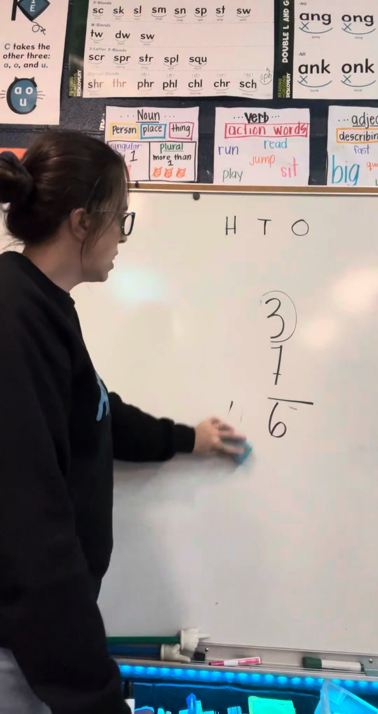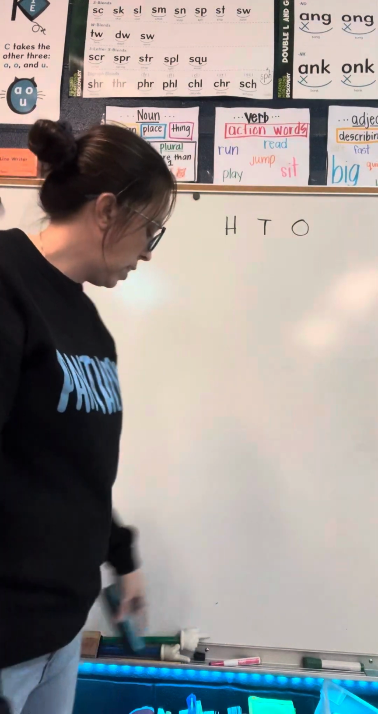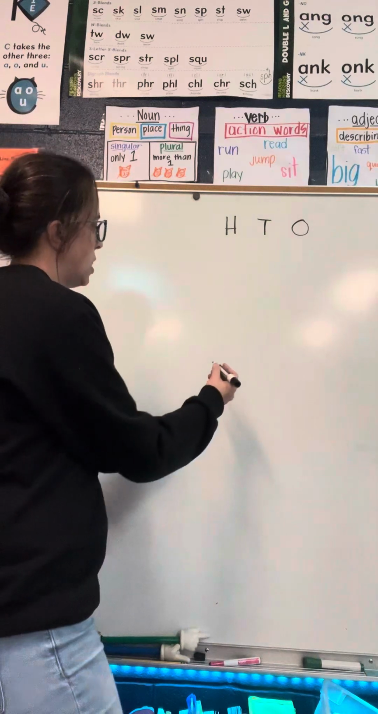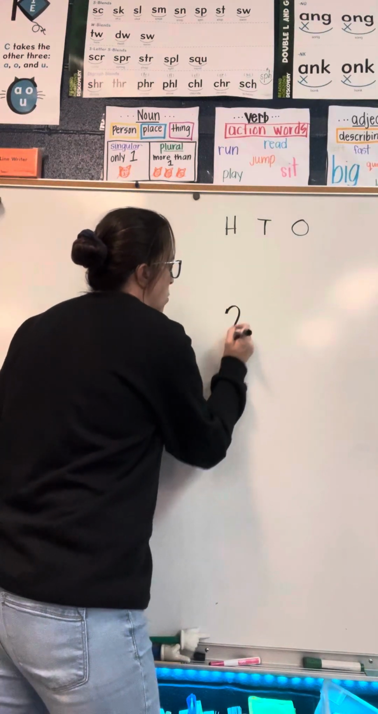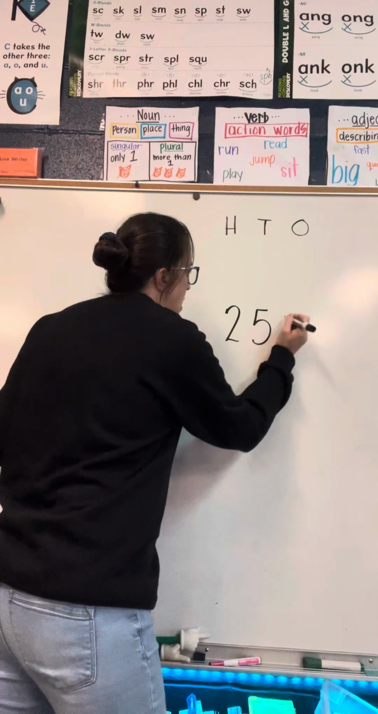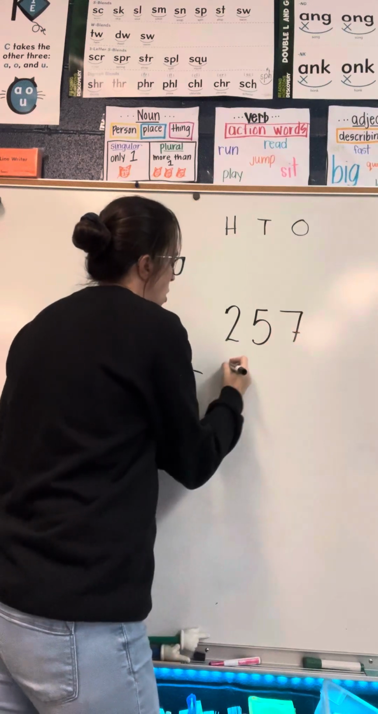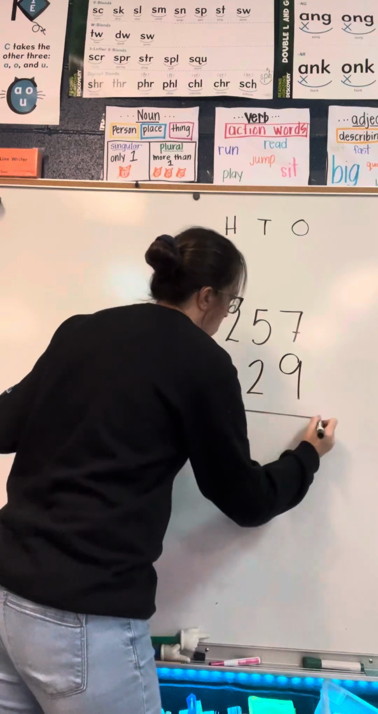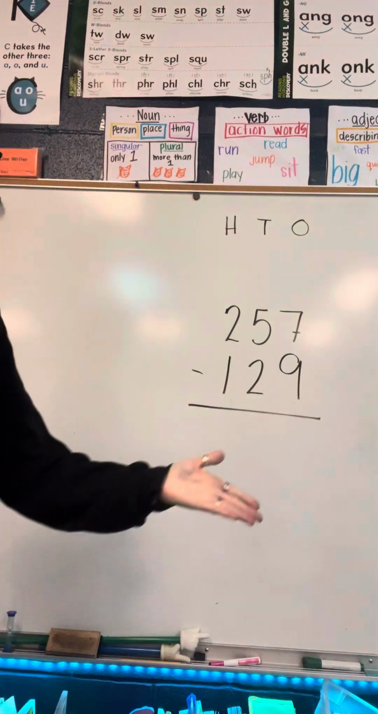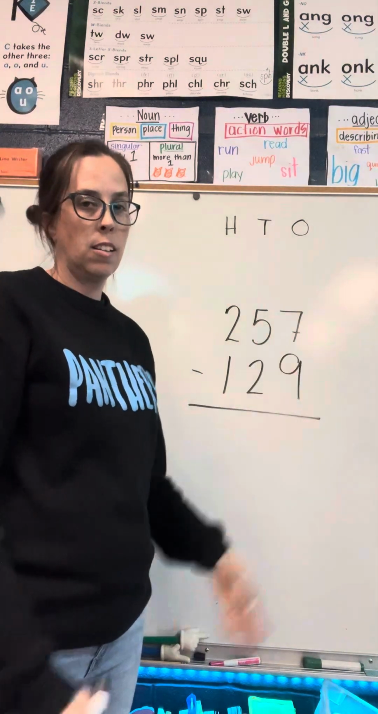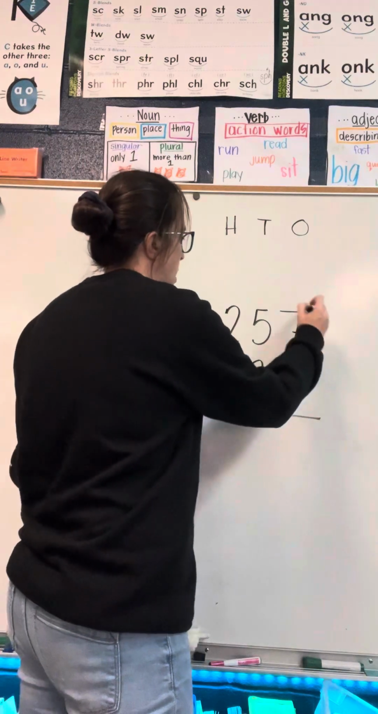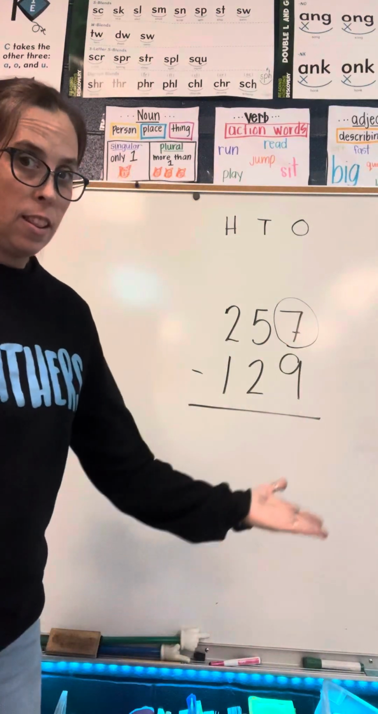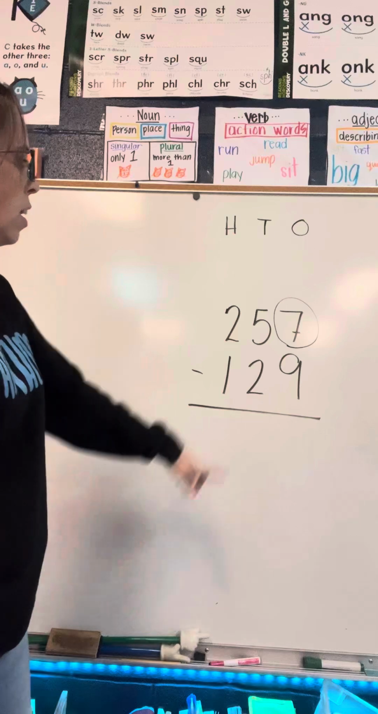Okay. It does get a little bit harder when we keep going, so let's do some 3 by 3 digit numbers. Let's do 257 minus 129. All right, still the same. I'm going to start right here in this ones place with this number because the ones are always first.